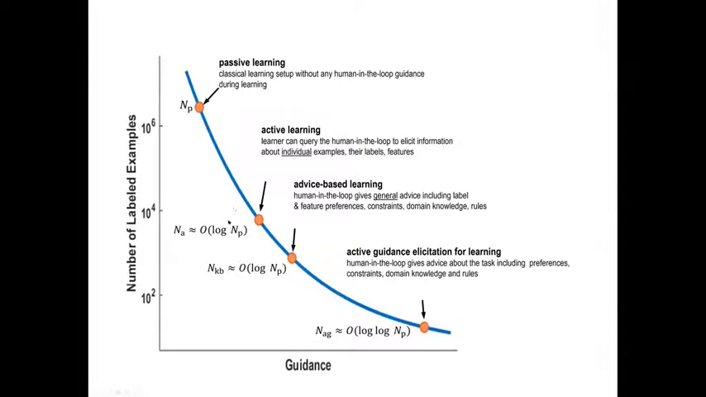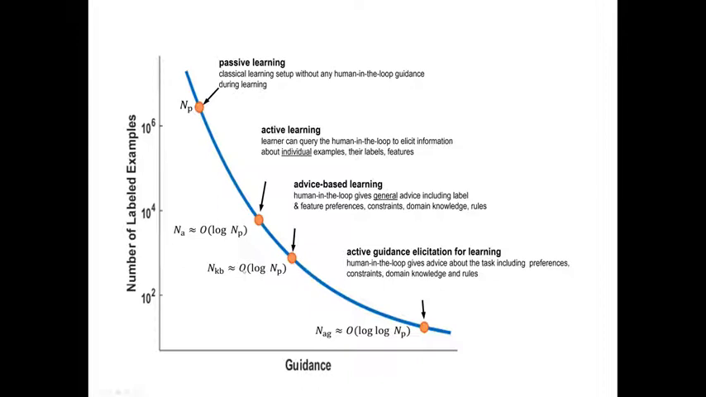It has been theoretically shown that if you use this active learning strategy to get the labels, you can actually learn a good model, a robust model, in a logarithmic number of examples. It has also been shown that if you use this constraint-based learning, then you can get to log of the number of examples as well. So it's order of the log of the number of examples.